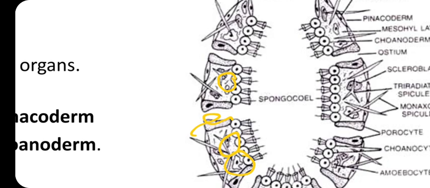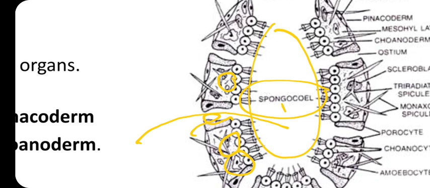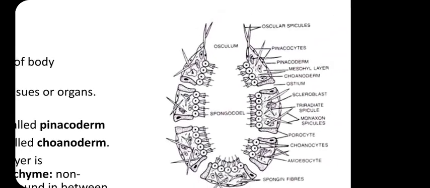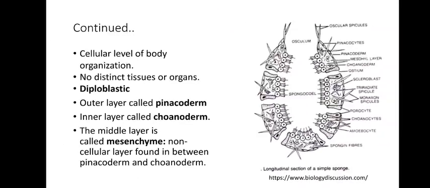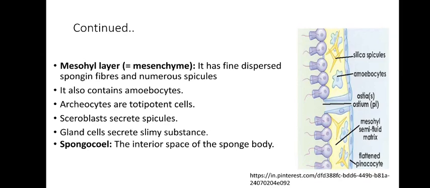In addition to that, there is a large central cavity around which the choanocytes are present. This is the cavity, the coelom of a sponge, so it is called spongocoel. And water enters this spongocoel through ostia and leaves through the osculum. So this is the body organization in the case of Porifera.